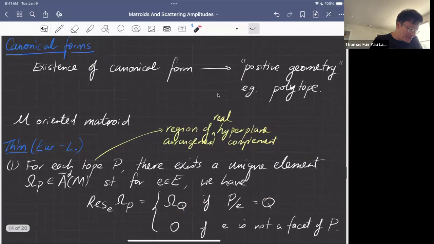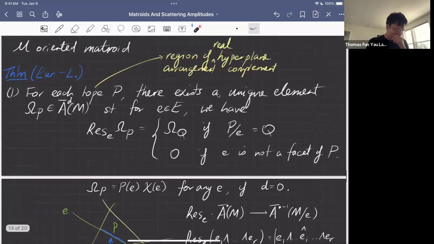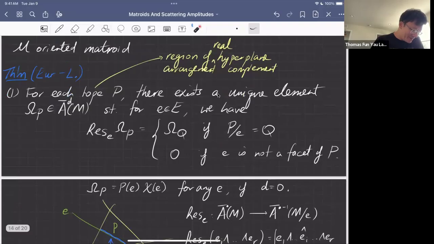Chris Eur and I realized that you can generalize this notion to any oriented matroid. And so I'm going to write down, and this will be possibly too much to absorb in the 2 minutes I'm going to say it, the theorem. For each tope P of my oriented matroid, there's a distinguished element called the canonical form of the tope. It lives in the top part of the Orlik-Solomon algebra, and it's uniquely defined by a recursion.